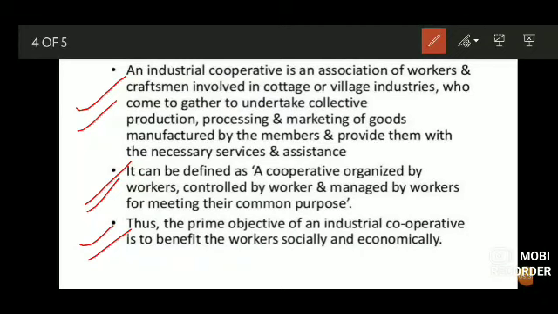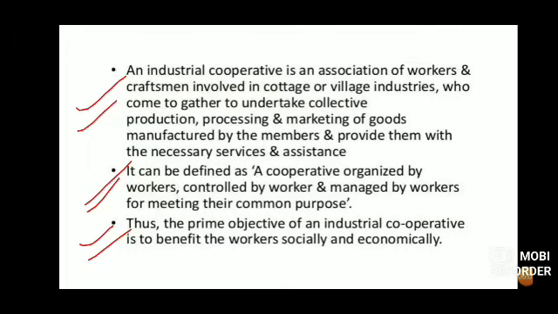Obviously, when we are talking about the rural or backward areas, it's obvious that the people do not have a better standard of living or a better livelihood. So the basic objective of the cooperative sector becomes to provide a better livelihood and some social and economic or financial assistance to the workers, so that they can improve their social and economic condition while surviving. So this was all about the three sectors, that is the public, private and cooperative sectors. I hope it is clear to you all.